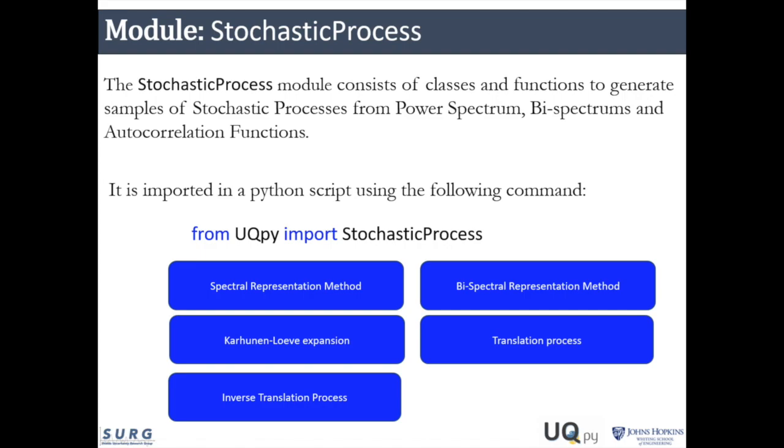The presentation is primarily divided into 2 parts. The first part covers spectral representation method, bispectral representation method, and Karhunen-Loève expansion. These 3 methods deal with generation of stochastic process from said power spectrum, bispectrum, and autocorrelation functions. The second part is translation process and inverse translation process. These 2 deal with translating the generated Gaussian stochastic processes into non-Gaussian stochastic processes. So let's dive in.